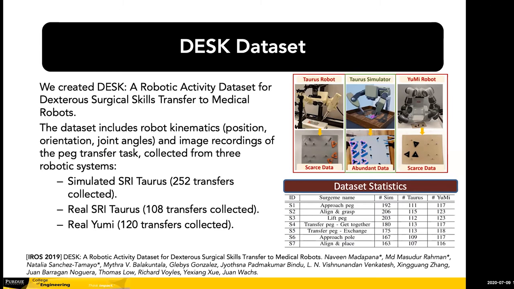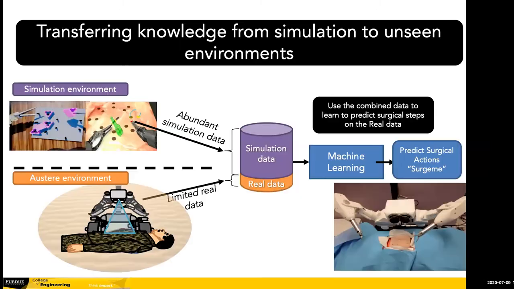Peg and pole transfer is one of the basic fundamentals of laparoscopy, so we think that it's an important task. We collected a lot of data for this simple task from different robots. And the question is, what can we learn from this data? This procedure was segmented into surgemes. Again, surgemes are these basic action units of surgical tasks. And we have a simulated environment.